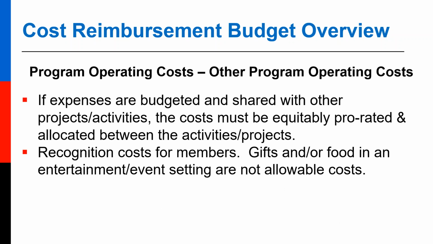If office space, utilities, telephone, internet, and similar expenses are budgeted and they are shared with other programs or activities, the cost must be equitably prorated and allocated between those activities or projects. And the last one you can include in this section is recognition costs for members. Please note that gifts and/or food in an entertainment or event setting are not allowable costs. And this is a very tricky line item, so I always encourage programs to discuss these specific recognition costs with their state commission.